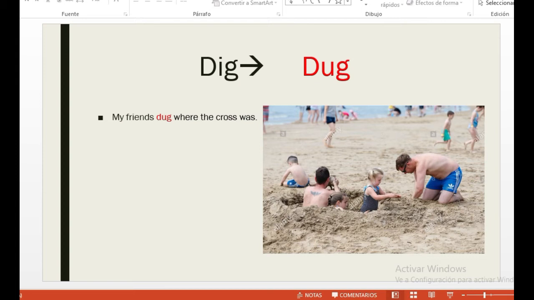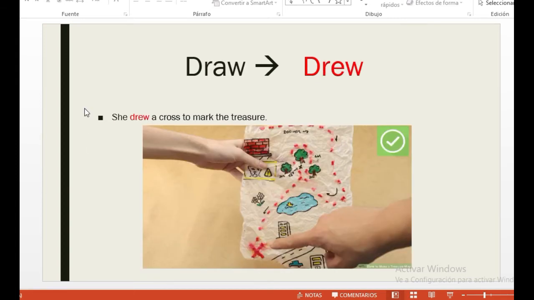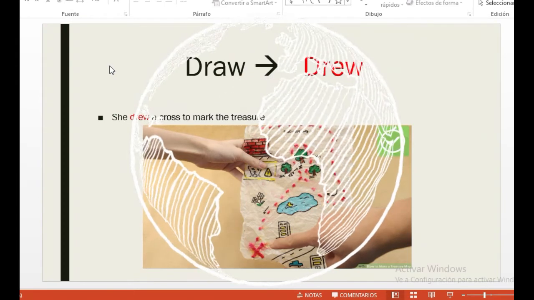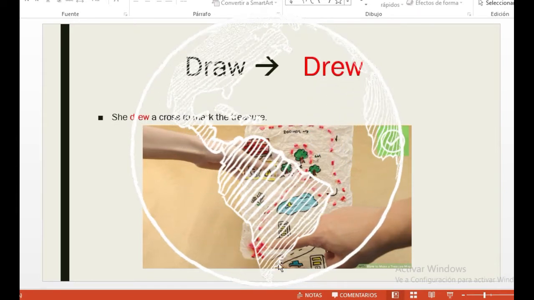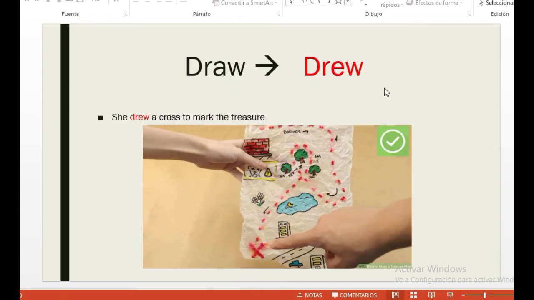So our next word is draw. This is something very easy. We use it all the time because we like to draw our pirates, our dinosaur. So draw in past is drew, okay? Drew. She drew a cross to mark the treasure. Repeat with me. She drew a cross to mark the treasure. And look, in the picture, they are showing us the cross. She drew a cross to mark the treasure.